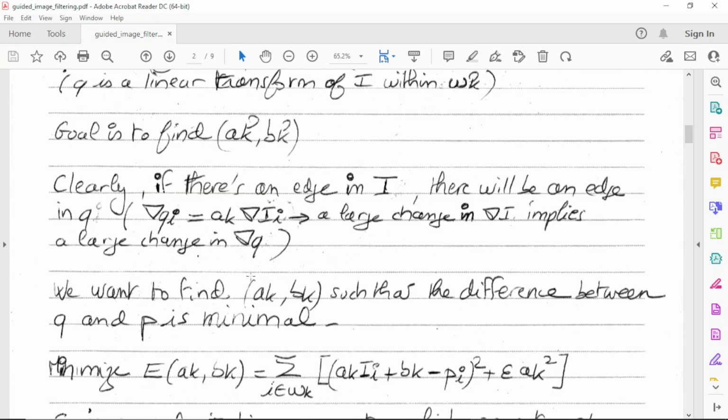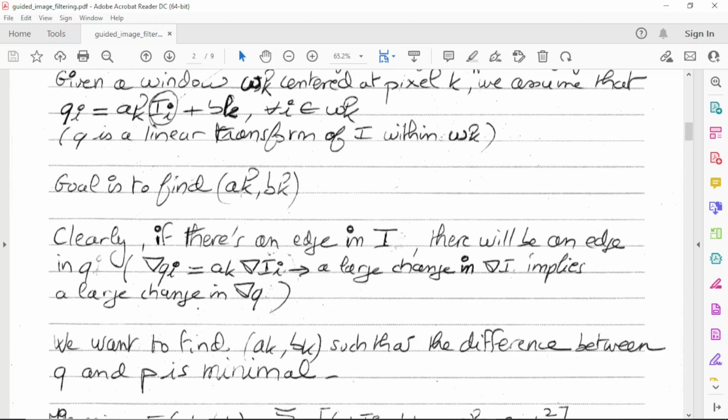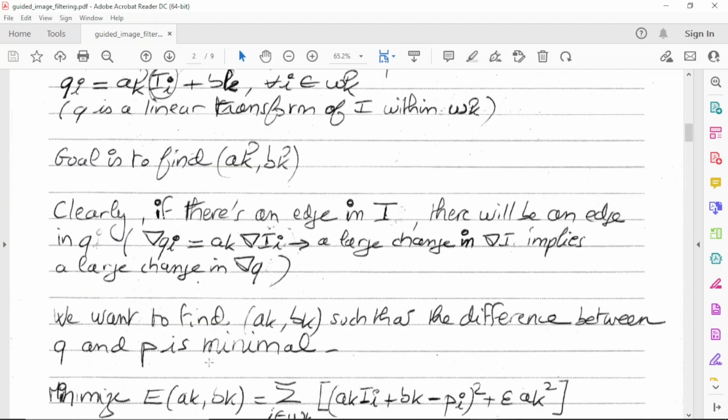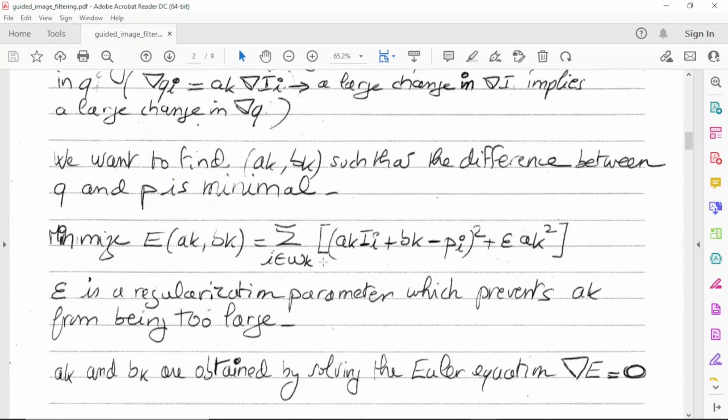So we want to find a_k and b_k such that the difference between Q and P is minimal. Q is the target, and P is the input. In the case of DMAG5, P is that slice of the cost volume, the raw matching cost, and we want to smooth that. So P is the input, Q is the output. Now if you look at this, the sum is over the window centered at pixel k. So this is the expression.